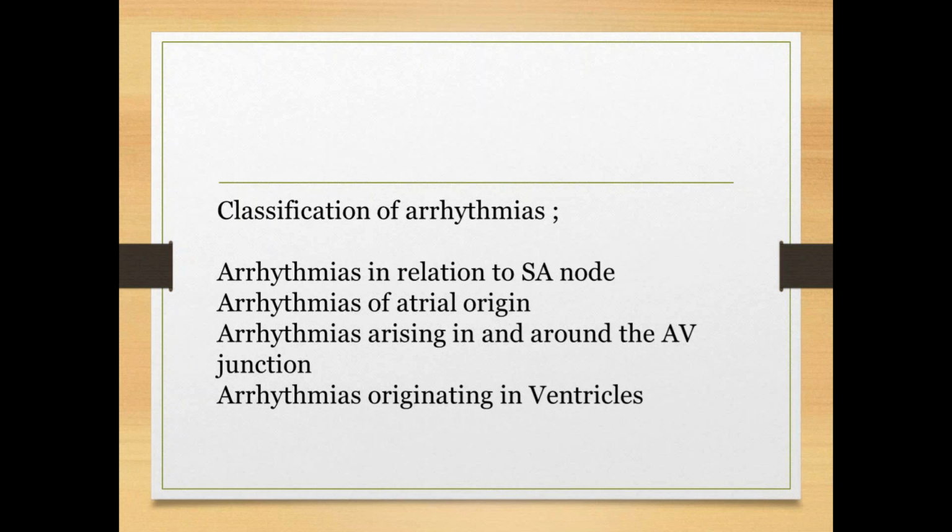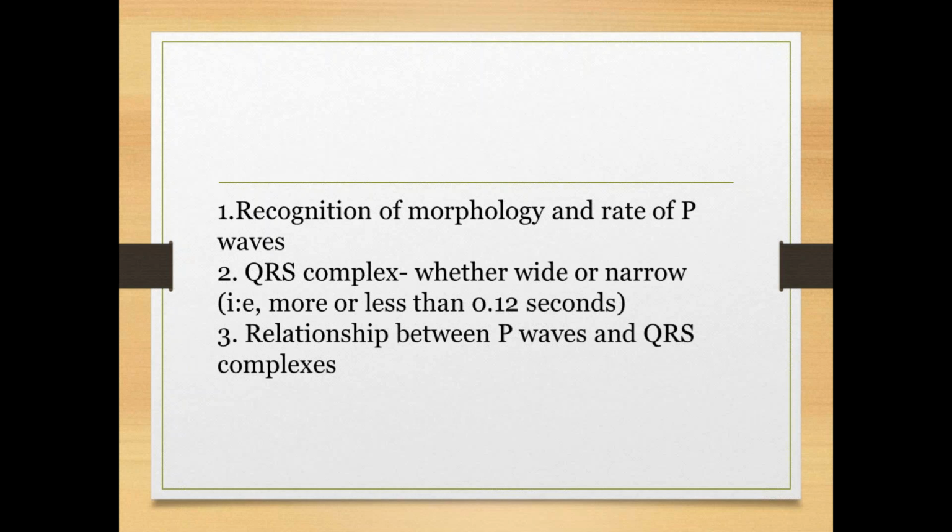It can arise from in and around the AV junction. It can originate from the ventricle. So recognition of morphology and rate of P waves, then QRS complex, whether wide or narrow. So you must see the recognition and morphology and rate of P waves, QRS complex, whether it is more or less than 0.12 seconds. The relationship between P waves and the QRS complexes also you must see in arrhythmias.